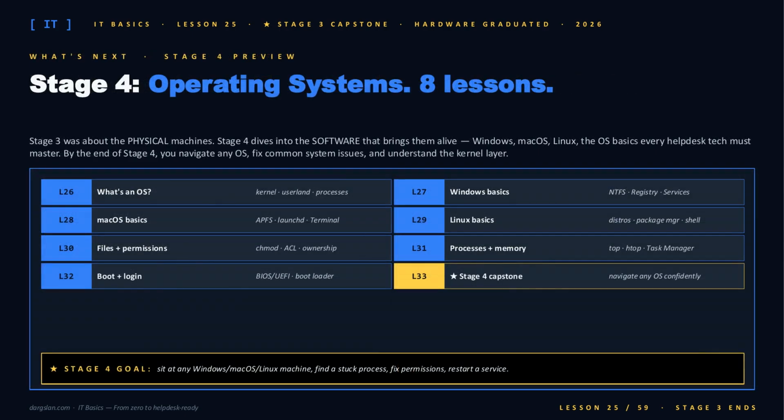And once you've passed that checkpoint, here's what's waiting. Stage 4 shifts from the physical to the logical. 8 lessons across Windows, macOS, and Linux, covering everything from the kernel and file permissions to processes, bootloaders, and the registry. The goal is simple but powerful. Sit down at any machine, find a stuck process, fix permissions, restart a service. That's help desk fluency at the OS layer.